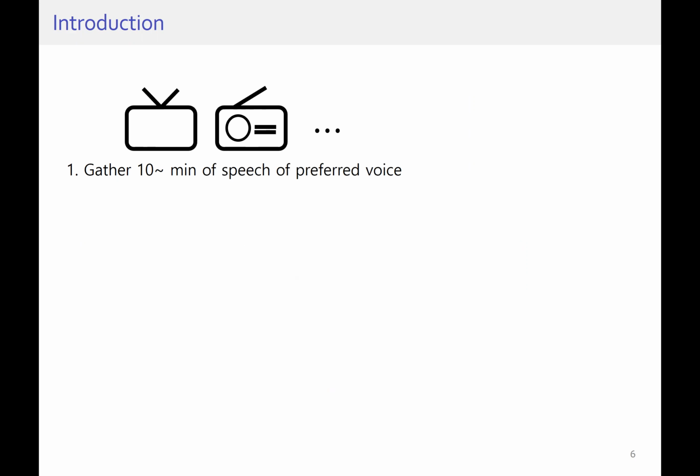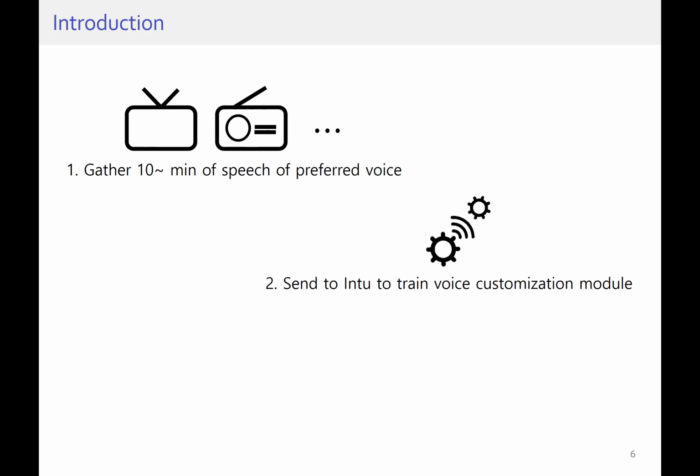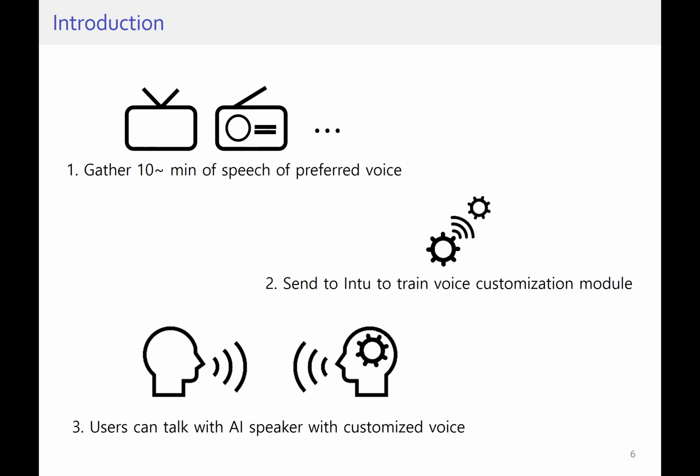The usage flow of the voice customization service is as follows. First, users gather speech samples of the voice they prefer. Then, users send the samples to Intu, and Intu trains the voice customization module. Now, users can talk with the AI speaker with the customized voice.